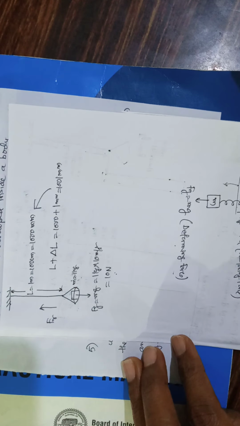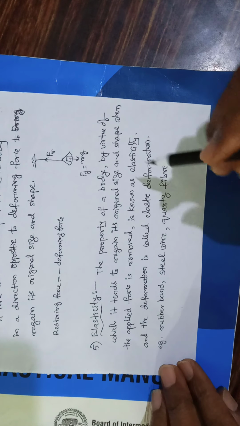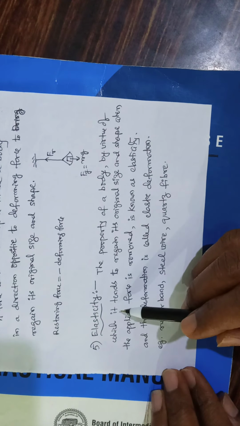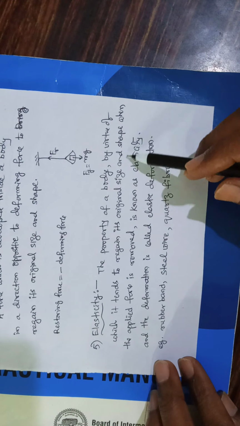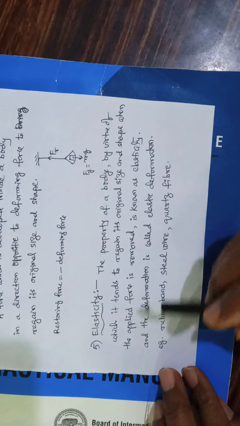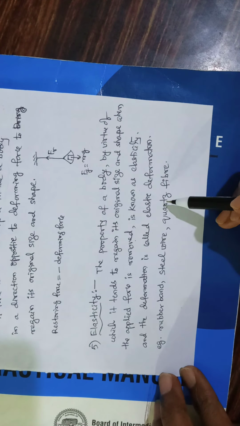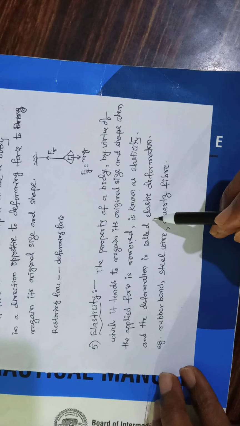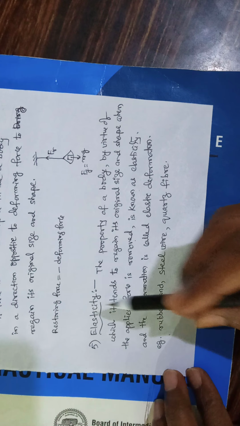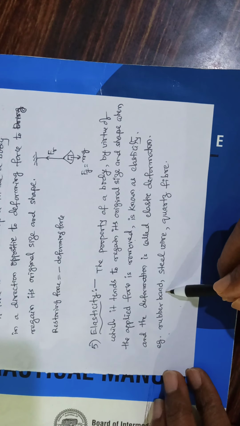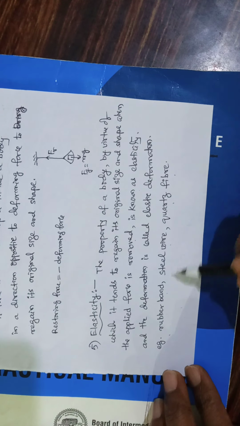Now let us look at the definition. The property of a body by virtue of which it tends to regain its original size and shape when the applied force is removed is known as elasticity, and the deformation is called elastic deformation. Examples for elasticity: rubber band, steel wire, quartz fiber.